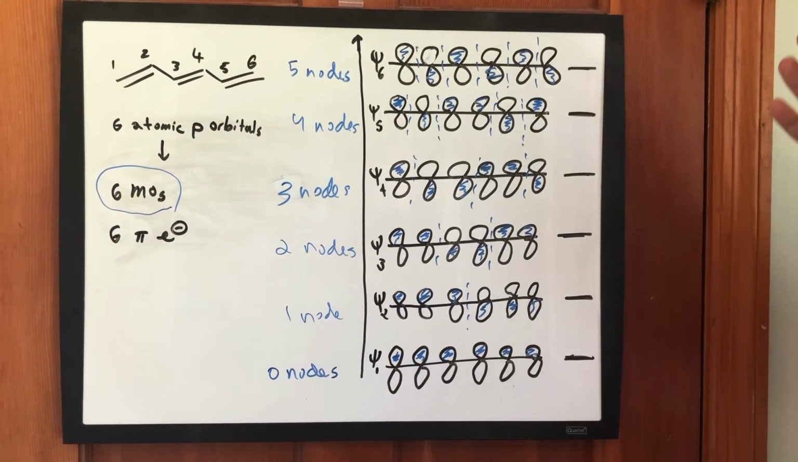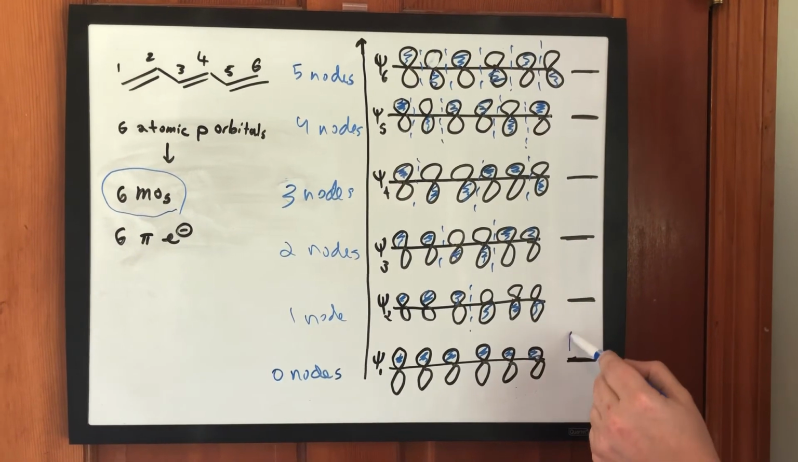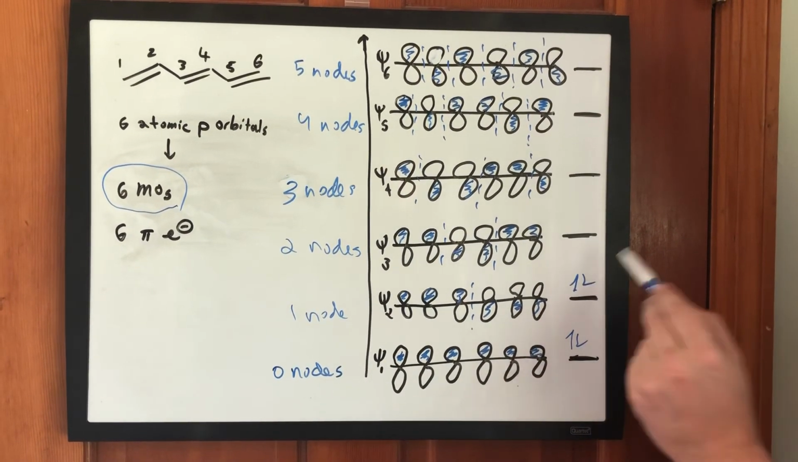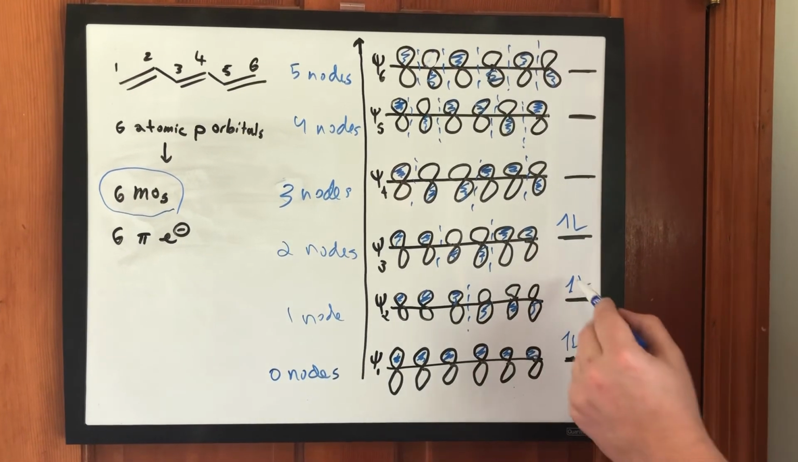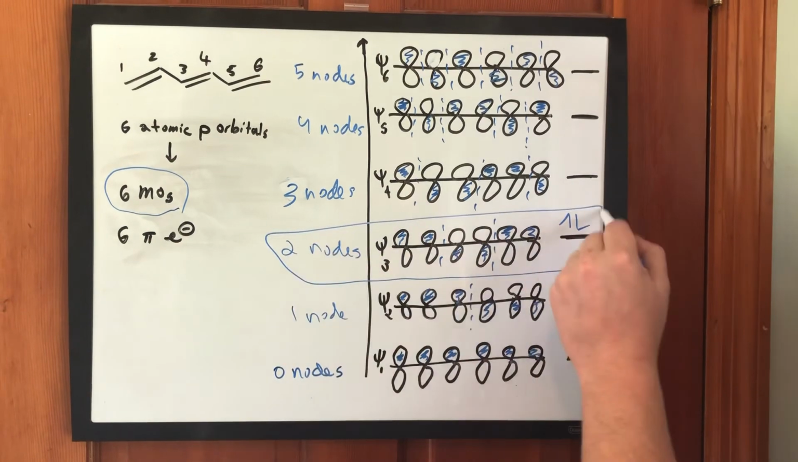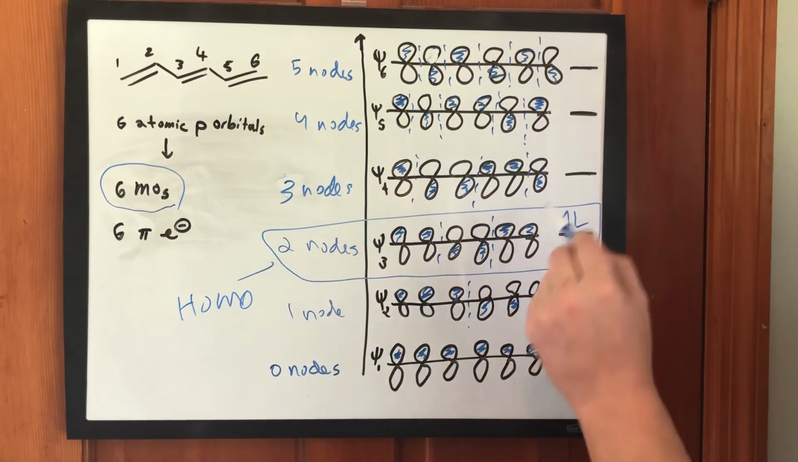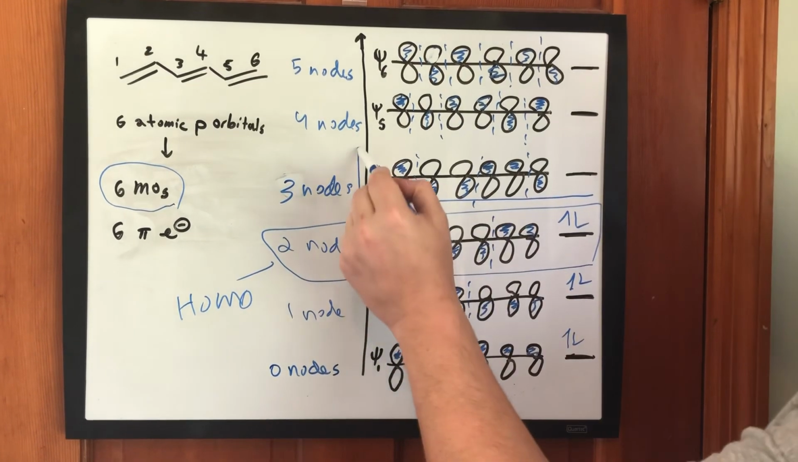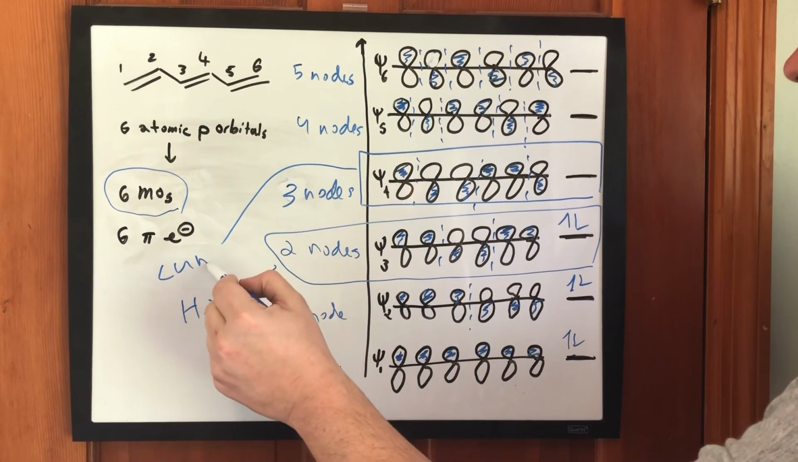If we're going to populate the 6 pi electrons that we have, we start at the lower energy orbital and dump 2 into each orbital until we run out. What that gives us now is psi 3 as the highest occupied molecular orbital, the HOMO, and then that makes psi 4 the lowest energy unoccupied molecular orbital, the LUMO.